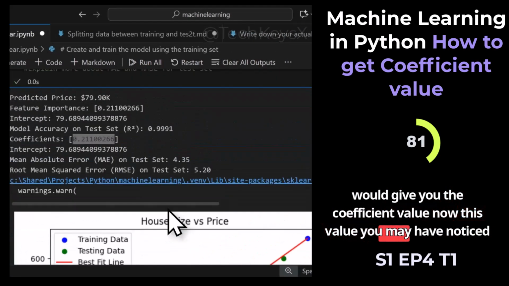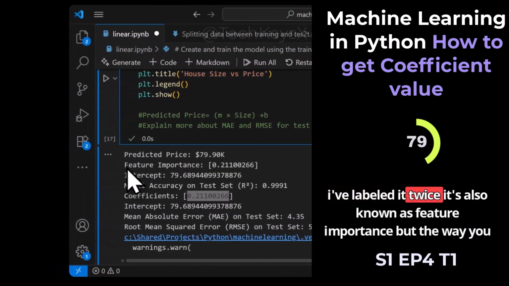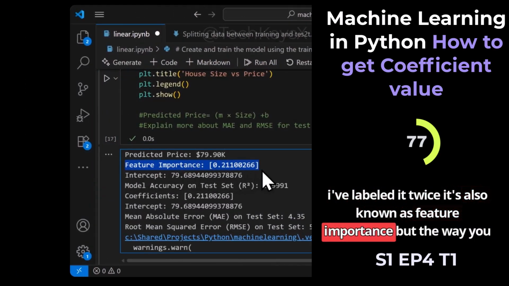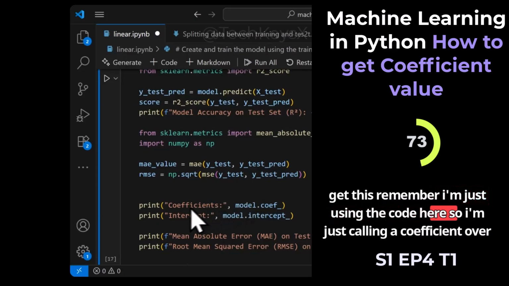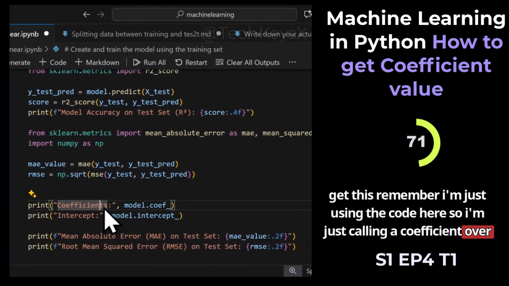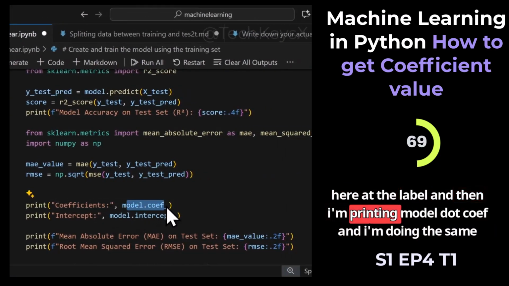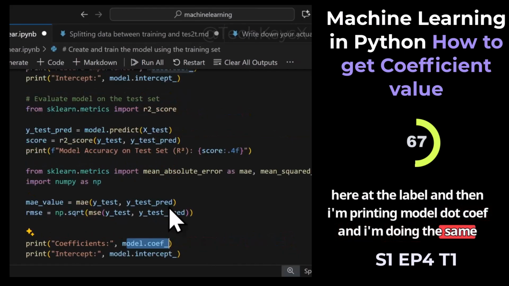Now, this value, you may have noticed I've labeled it twice. It's also known as feature importance. But the way you get this, remember, I'm just using the code here. So I'm just coding a coefficient over here as the label, and then I'm printing model.coef_. I'm doing the same thing.